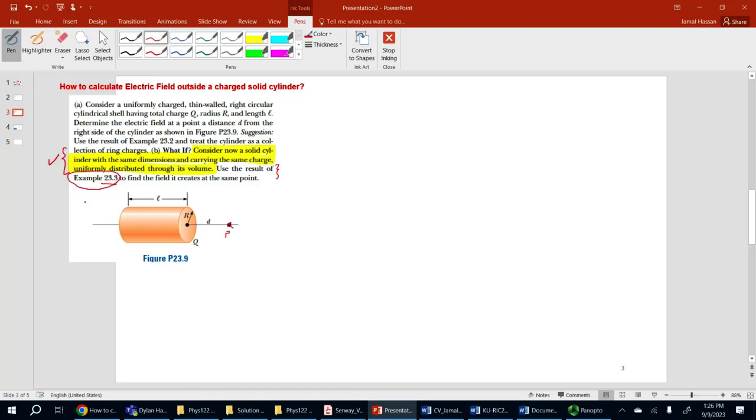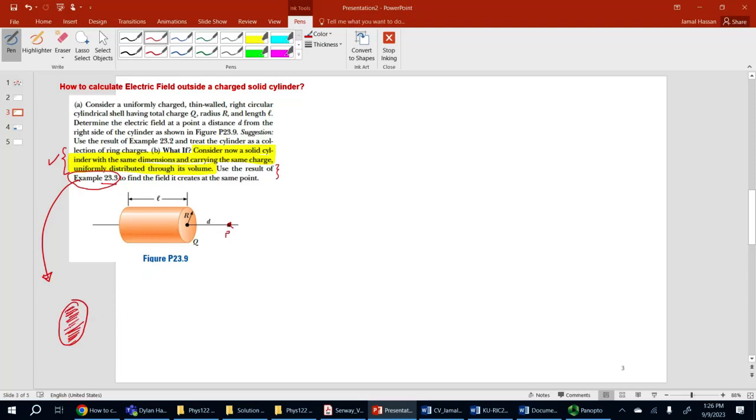This example is about the electric field at a distance x or d from a disk that carries a total charge of Q. So this is this example. We need the end result of this. Basically, this equation needs to be given to us in order to be able to proceed in the example that we're going to try to solve.